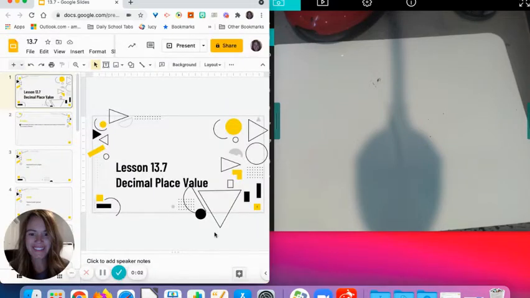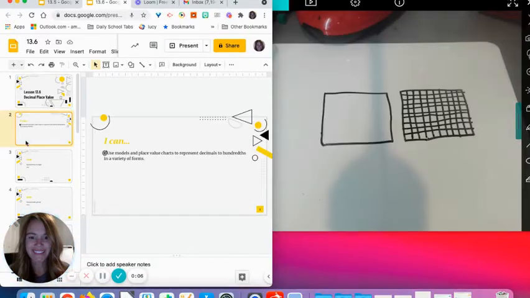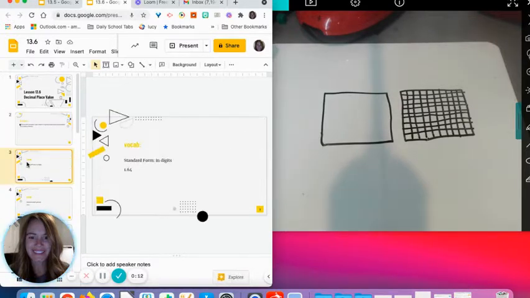Welcome to math. Today's lesson is 13.7, decimal place value. We'll be using models and place value charts to represent decimals to the hundredths in a variety of forms. So the first form I'm going to talk about is the standard form, and that's where we'll write a number in digits. So for example, 1.64 is 1 and 64 hundredths. So we're taking those digits and writing out our number.